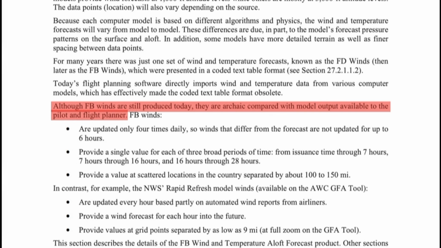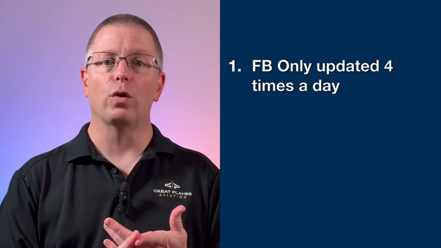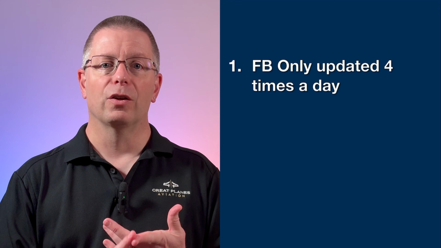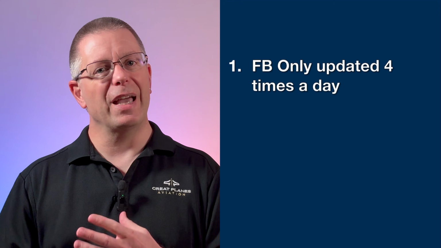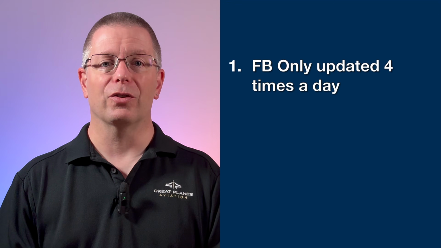Different models use different update times, different altitude spacings, and even different locations for their data points. In fact, the FAA specifically calls FB winds archaic compared to modern model output. The handbook lists several reasons why. First, FB winds are only updated 4 times a day. So winds that differ from the forecast may not be updated for up to 6 hours.